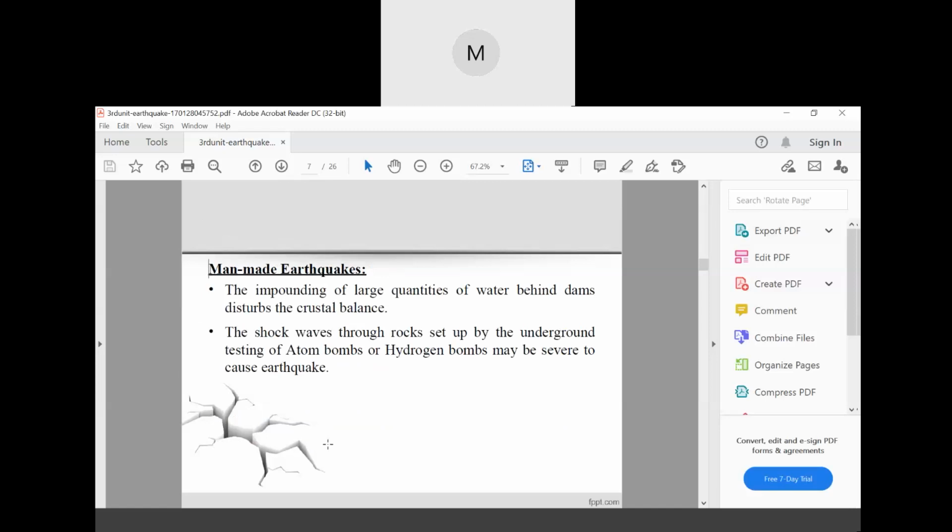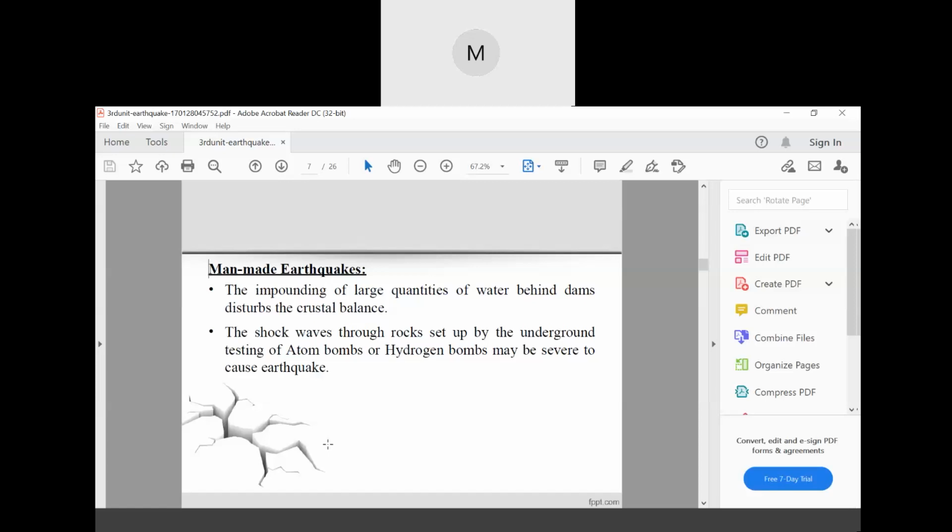Now, man-made earthquakes. There are certain earthquakes or vibrations that might be man-made also. These man-made earthquakes are generally caused due to bomb explosions because there is a certain shake in the ground in those cases also.